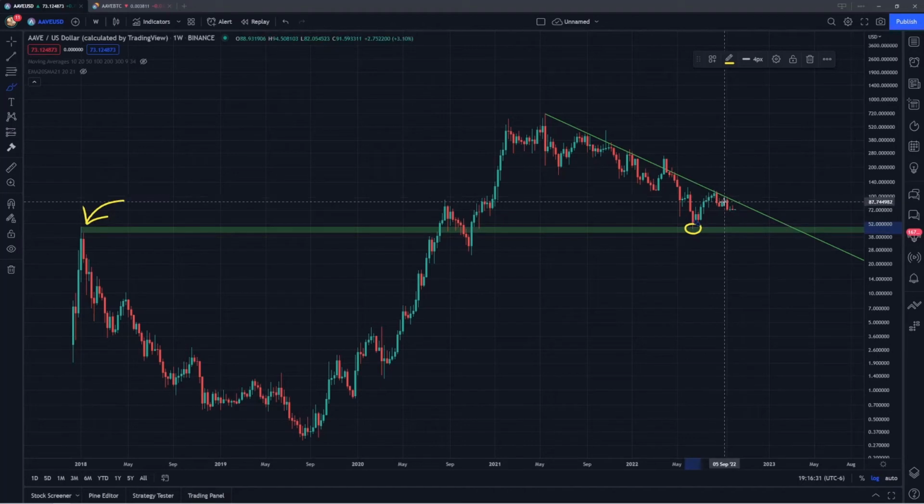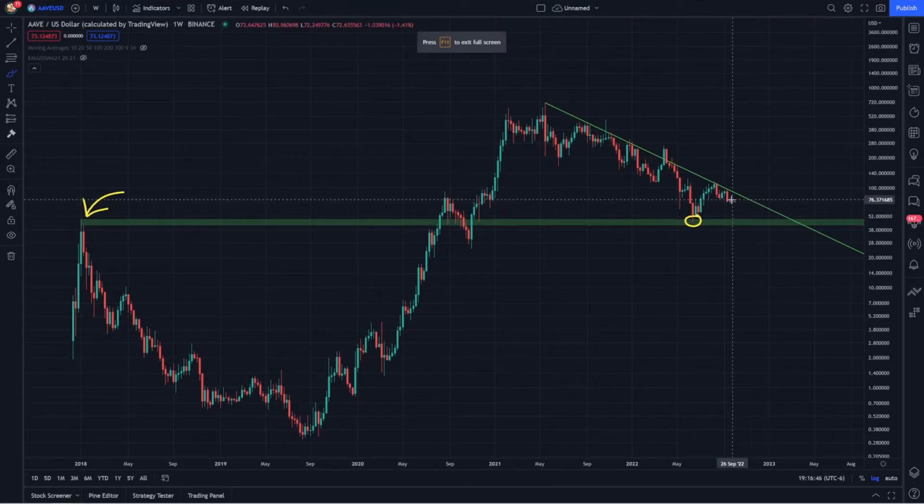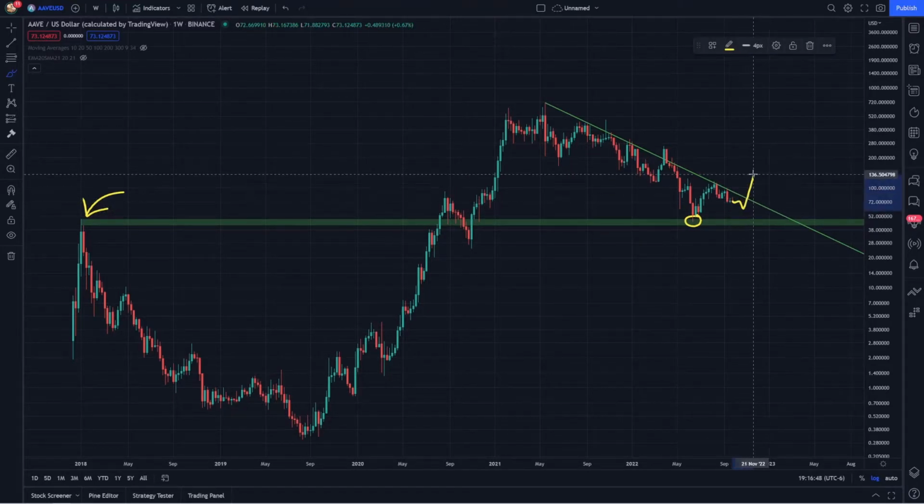So if we do have another leg down and we do start to retest that once again, then really look out to see if AAVE can continue to hold this area as longer term support. And if we were to have another retest and say hypothetically we formed a double bottom, that would look pretty promising. If we have some sort of higher low where potentially we're coming back up, forming a higher low and then continuing to move on, that's also a great sign.